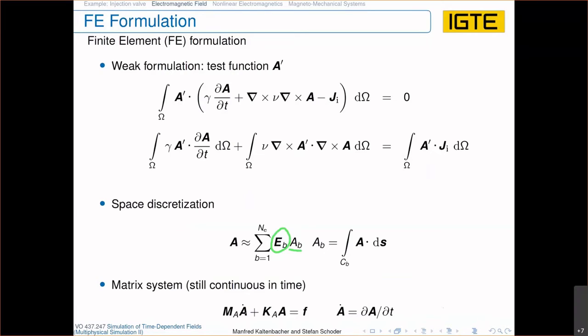So this is our mass matrix, which we will get out of the first term here, as we will see in a short time. The second term is called the stiffness matrix for electromagnetics, which we will get out of this term here, and it is equal to a right-hand side, which is due to some given current.